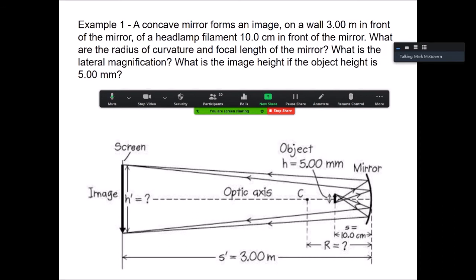What's the radius of curvature and the focal length of the mirror if that's how the image got formed? What's the lateral magnification? What is the image height? All right, let's do it.